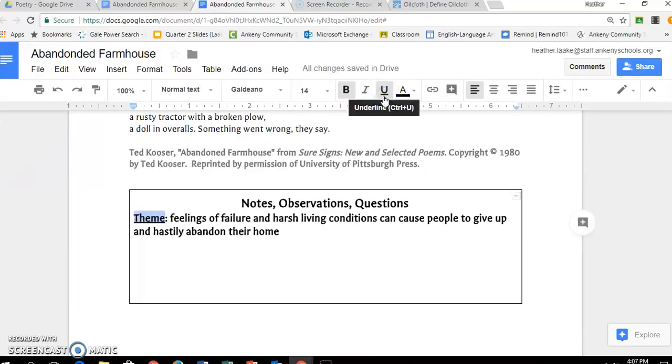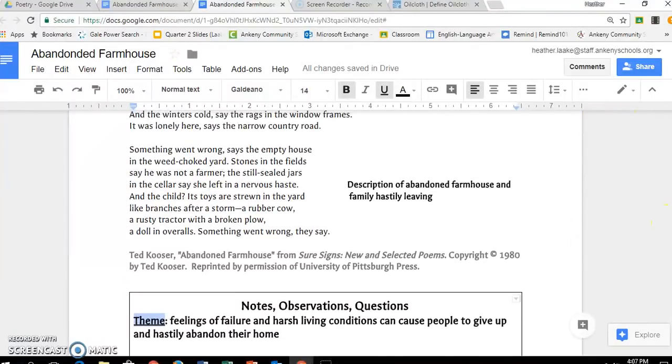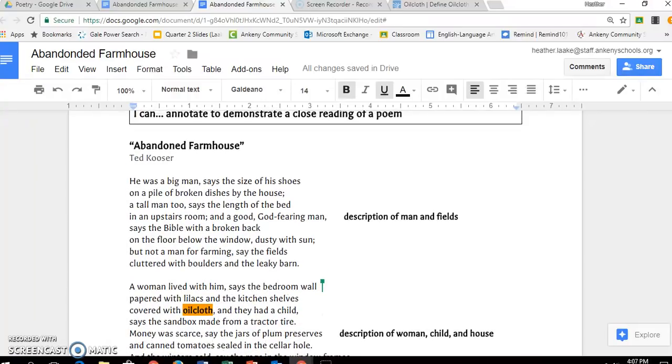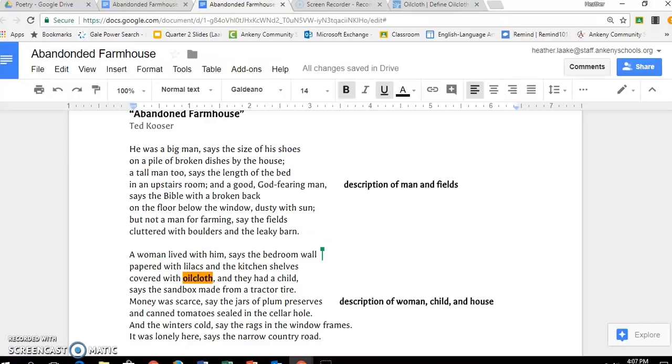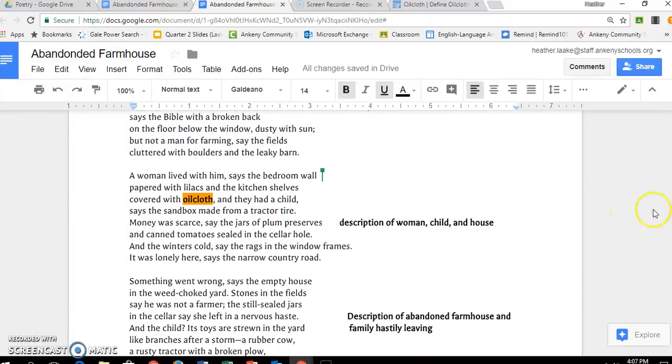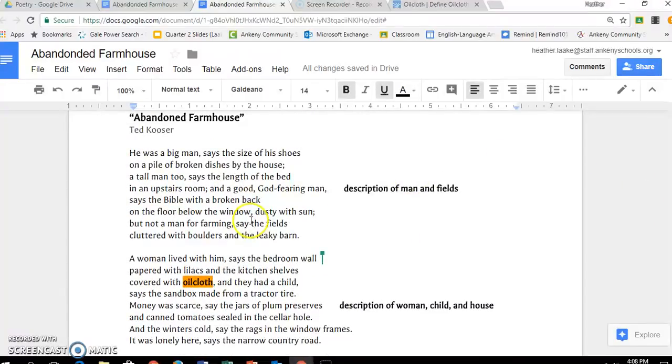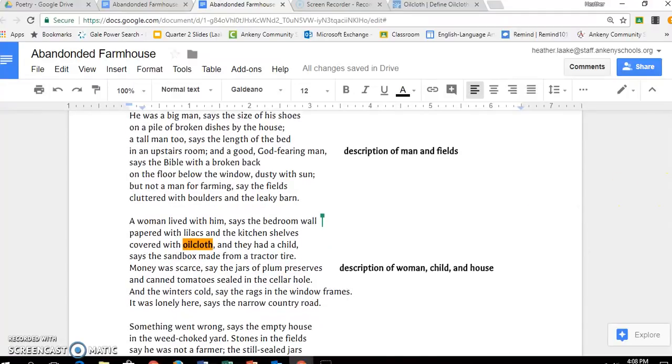Okay, and then referring back to the steps for how to read a poem, step 3 says examine the title. Okay, so this poem, the title is Abandoned Farmhouse. Now here this title really matches the poem because each stanza has description that describes an abandoned farmhouse. So like in the first stanza, the fields are cluttered with boulders and there's a leaky barn, so that implies that the farmhouse has been abandoned.